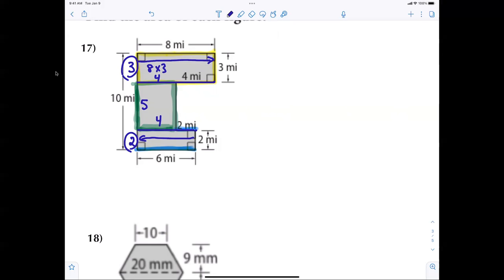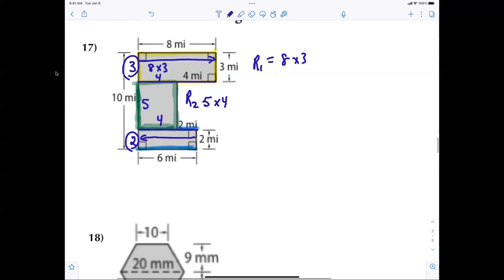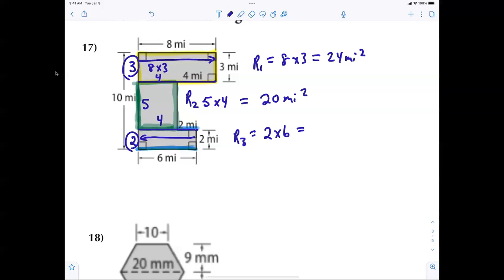All right, so the area of the middle rectangle is going to be what? 5 times 4. That's like rectangle 2. Rectangle 1 is equal to 8 times 3. And finally, Aiden, rectangle 3 is going to be what dimensions? 2 and 6. Yes, 2 by 6. So rectangle 1 is how many squares? 24 miles squared. Rectangle 2 is what? 20 miles squared. And rectangle 3 is what? 12 miles squared. And now what do we do with those?